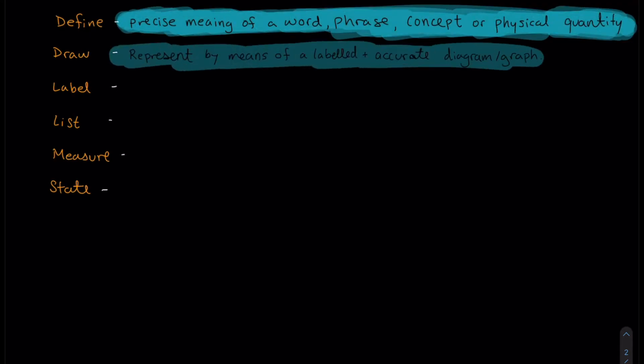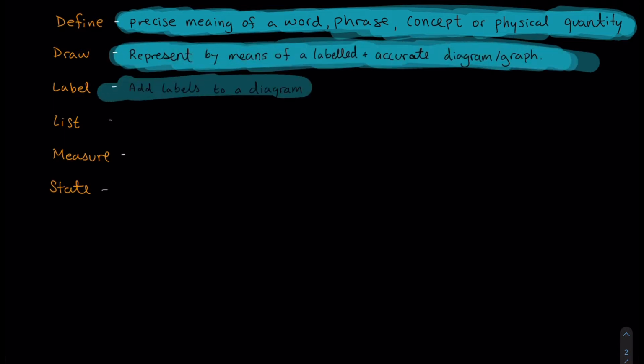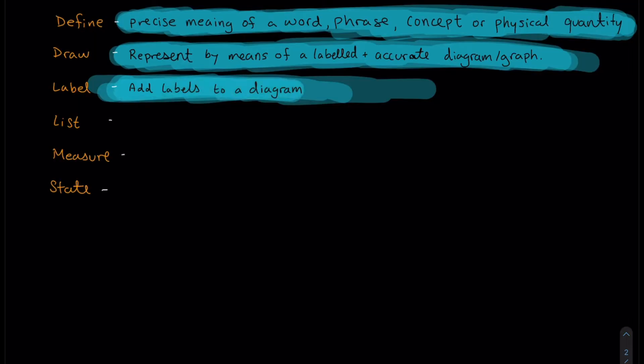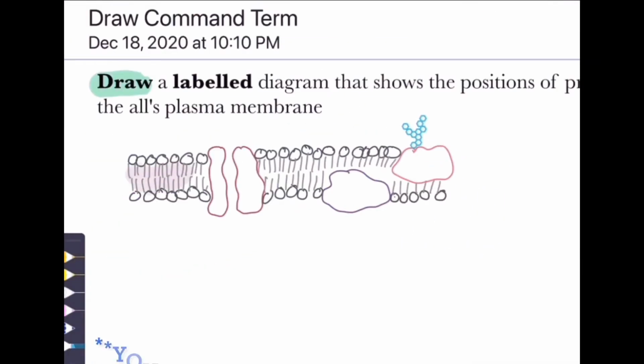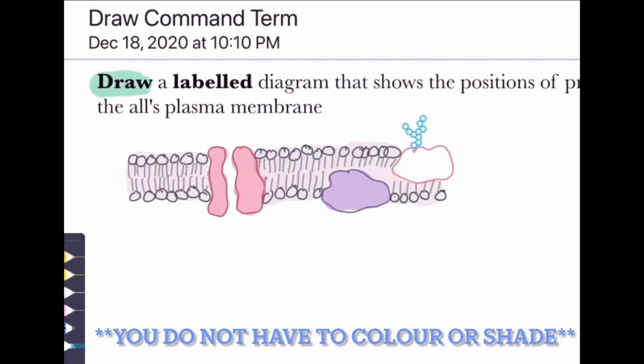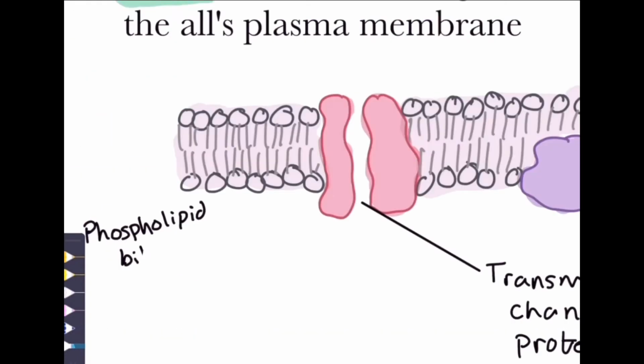You might also be asked to draw, which is when you give a diagram that represents some concept. You'll often be asked to label. Here's an example of a drawn and labeled diagram that shows the proteins found in a cell membrane. You must use a ruler to create straight lines and clear labels.